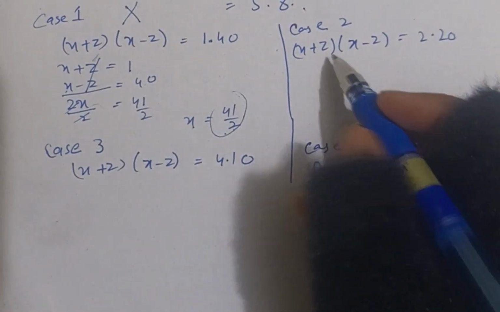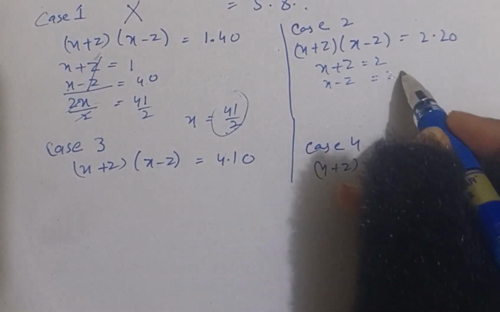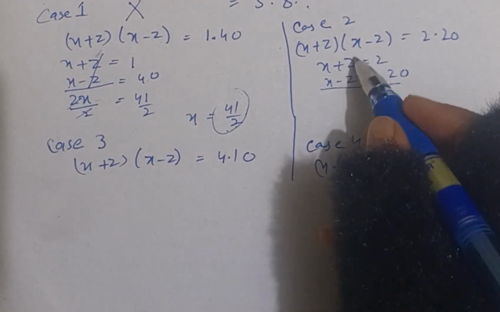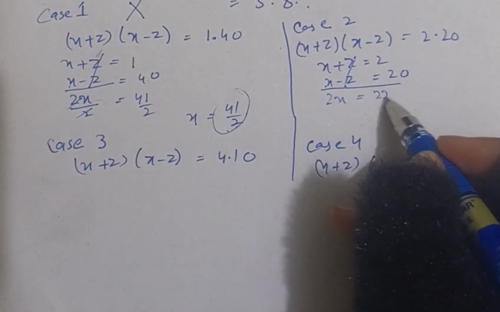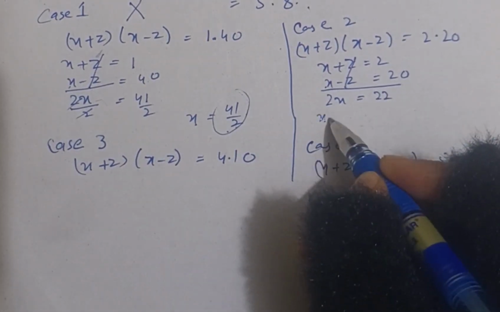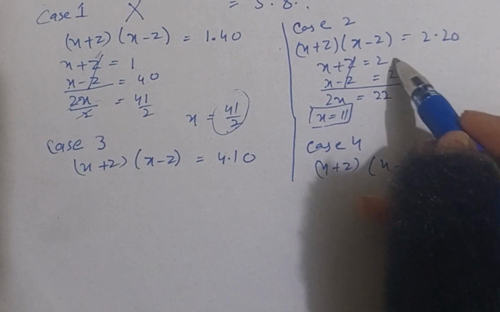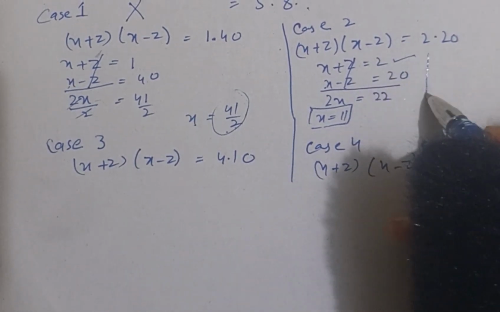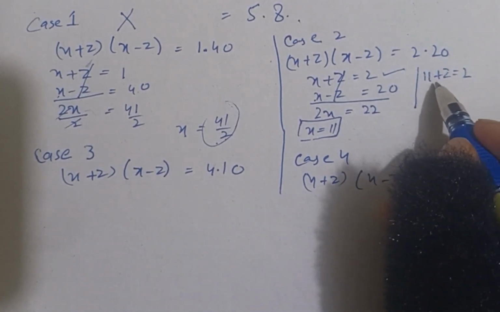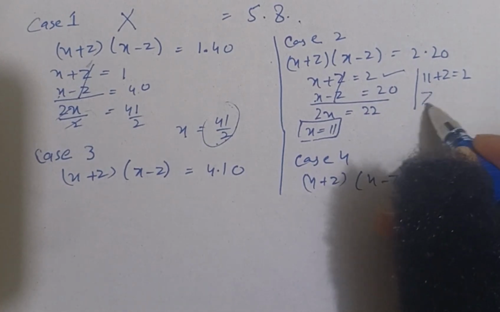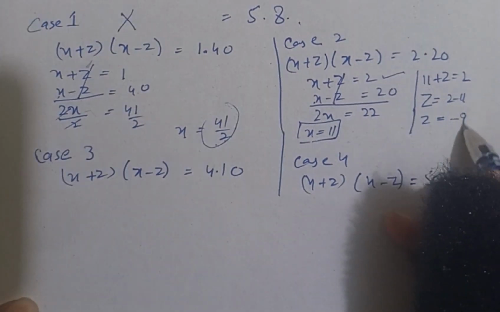Now look at case 2. This implies x plus z is equal to 2 and x minus z is equal to 20. If we add these two equations, then plus z and minus z will cancel. We just get 2 times x is equal to 22. Divide this equation by 2, then we get x is equal to 11. In the next step, we substitute the value of x in this equation. So 11 plus z is equal to 2. Now subtract 11 on both sides, then we get z is equal to 2 minus 11, and 2 minus 11 is minus 9.